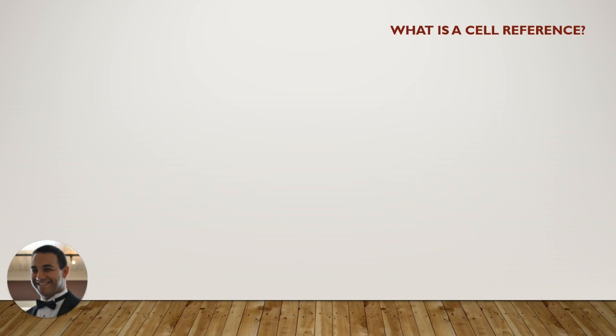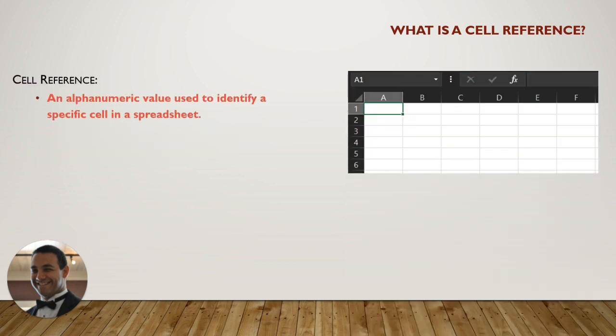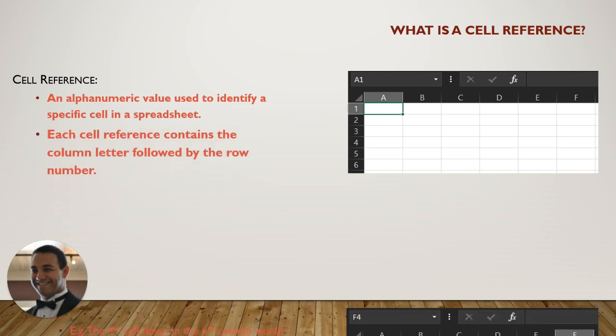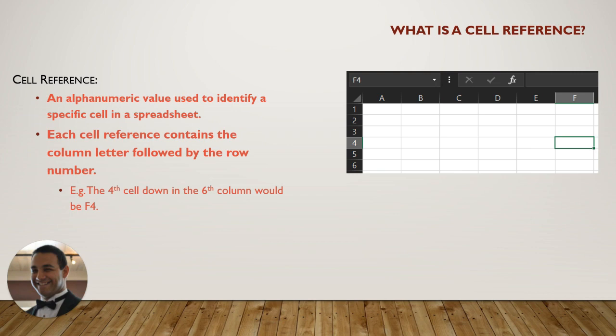I mentioned a moment ago that you could use cell references in place of hard-coded values in your formulas and functions, but what is a cell reference? A cell reference is an alphanumeric value used to identify the specific cell in a spreadsheet. Each cell reference contains the column letter followed by the row number. For example, the fourth cell down in the sixth column would be F4. You can click or select a cell to see its address in the name box here.